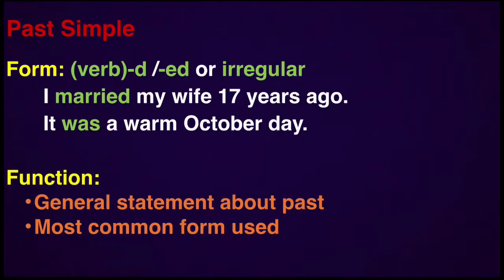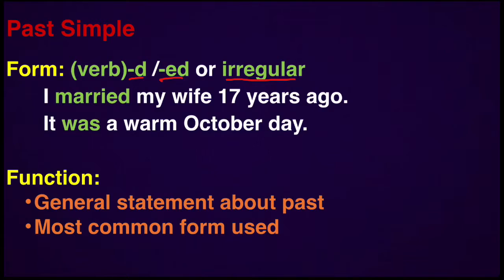First, we've got the past simple. Now, the past simple is the one that is used the most in talking about the past. And it's just a general statement about the past. And for the past simple, it could take a couple of different forms. First, we've got the D or the ED ending on verbs, or we can have an irregular form. So the past simple, it's a little bit complicated when we're talking about the form of the verb.